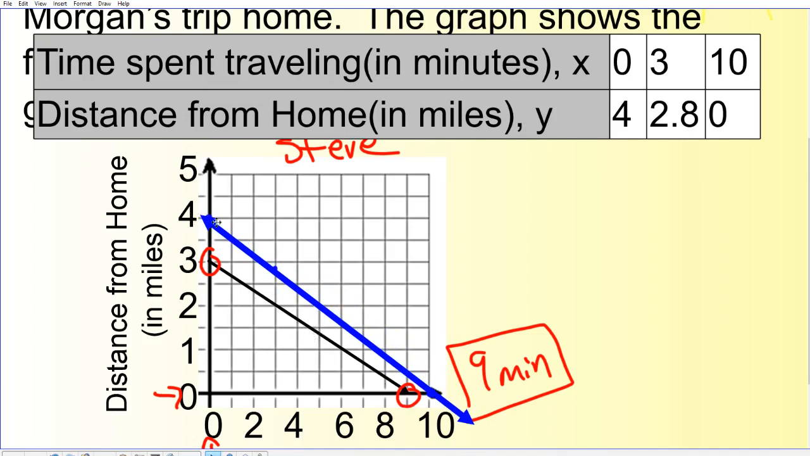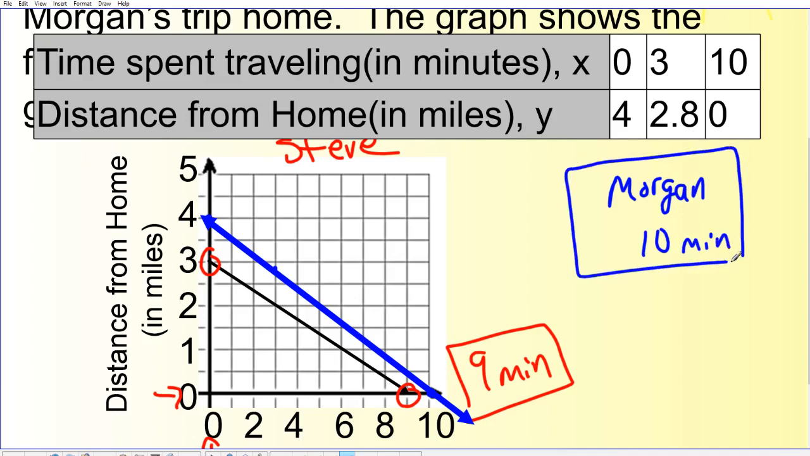The time it took Morgan to get home was 10 minutes. When her distance away from home was 0, it took 10 minutes. Okay? So Steve took 9, Morgan took 10 minutes to get home. That means Steve got home first.